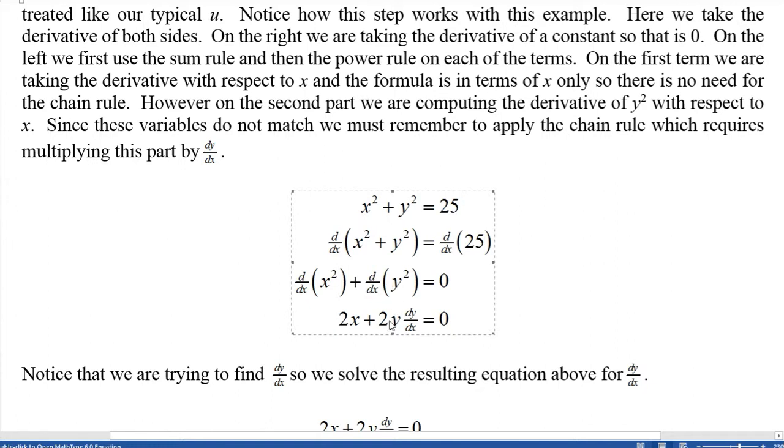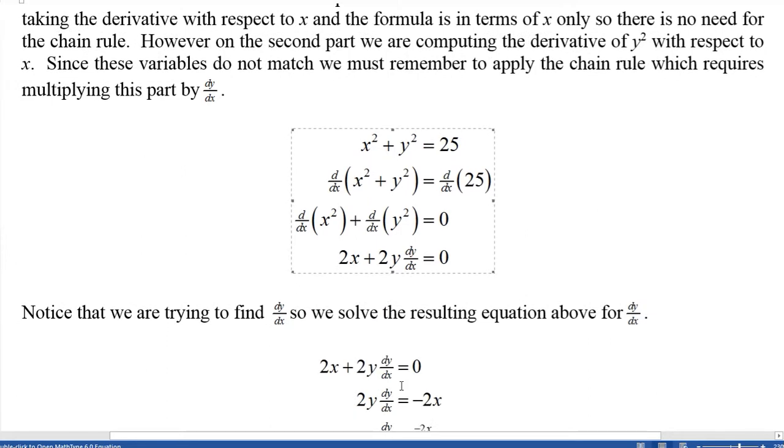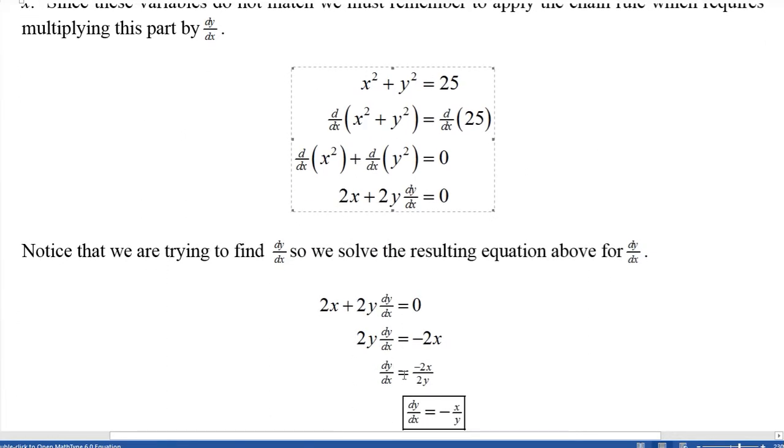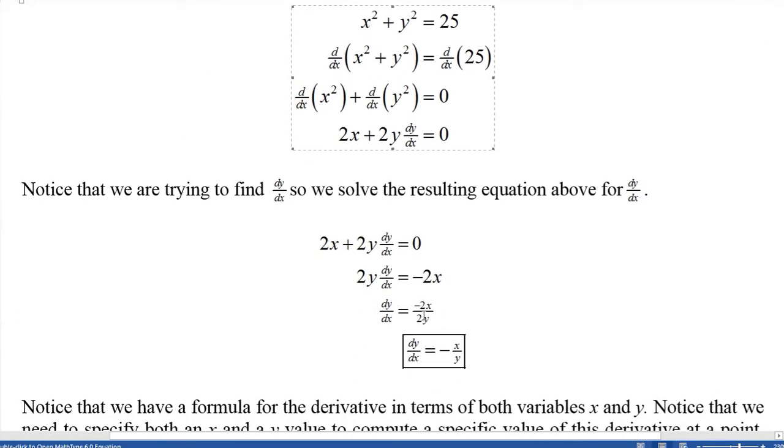The derivative of y squared is 2y times the derivative of the y, and the derivative of y, of course, is dy over dx, which is what we're looking for. So we want to get this set up here, and then solve for dy over dx. So we add negative 2x to both sides, and then we divide both sides by 2y, and in this case we can simplify slightly by canceling out the 2's, and so dy over dx is negative x over y, or the opposite of x over y.